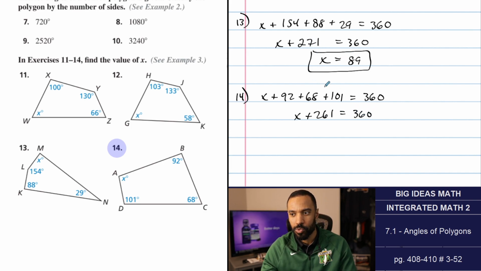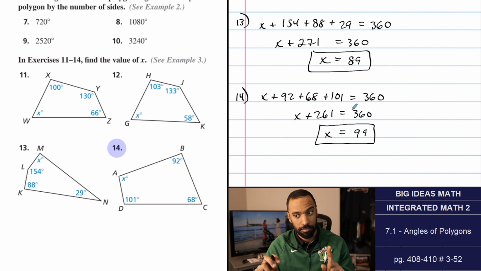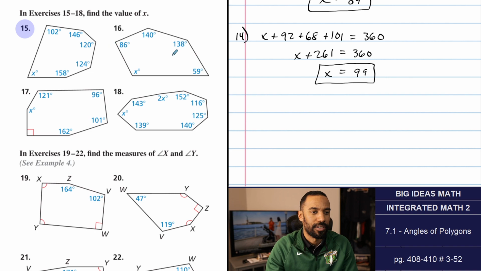Subtract 261. If this was 89, then this is supposed to be 99. All right. Trusting my own math. That's a scary thing to do, but I believe it. Let's keep moving forward. Numbers 15 through 18 also find the value of x.